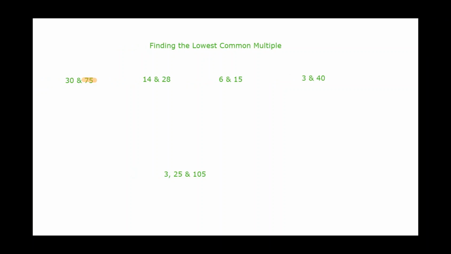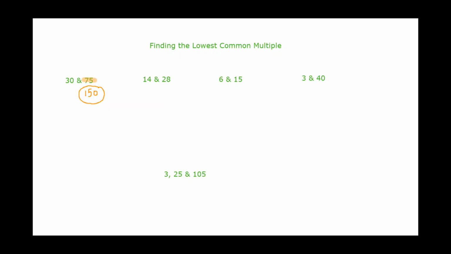So if we have a look here at the first one, so we have 30 and 75. So 75, 30 will not go into 75. So 75 times 2 would be 150, and 30 will go into 150 5 times. So our lowest common multiple for 30 and 75 in this case will be 150.